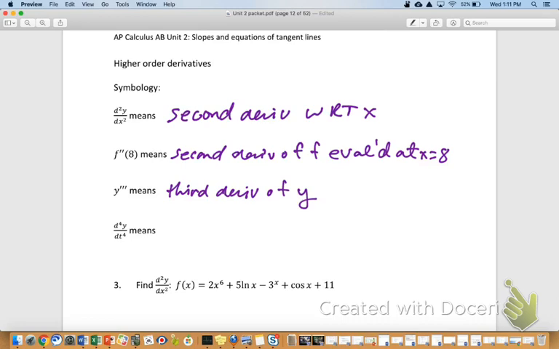And by the way, once you get beyond a third derivative, the typical notation changes a little bit, and I'll show you with this last one. What would you guys guess the very last symbol means? Yeah, with respect to time, maybe? With respect to t, for sure? Yeah, so fourth derivative, there we go, derivative of y, whatever, with respect to t.